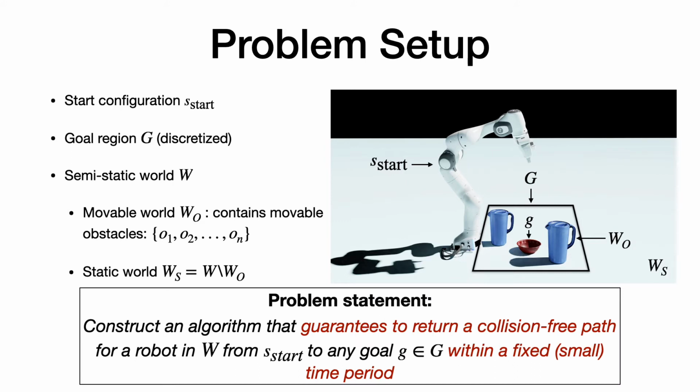So here is the problem statement. Construct an algorithm that guarantees to return a collision-free path for a robot in W from S start to any goal within the goal region within a fixed small time period.